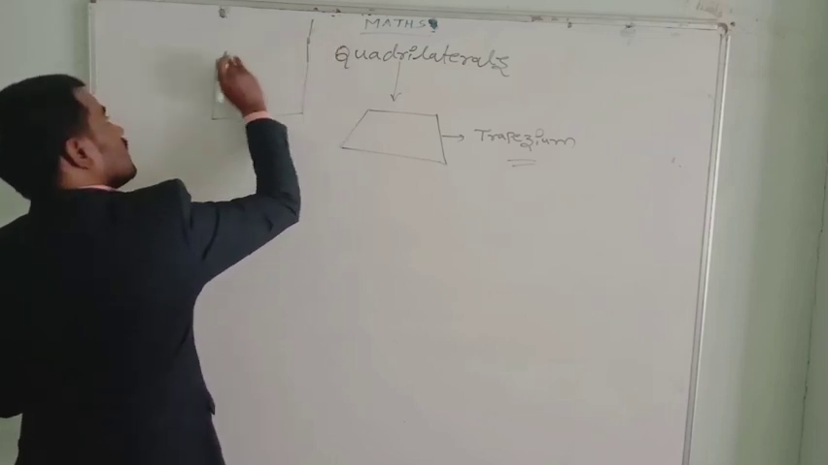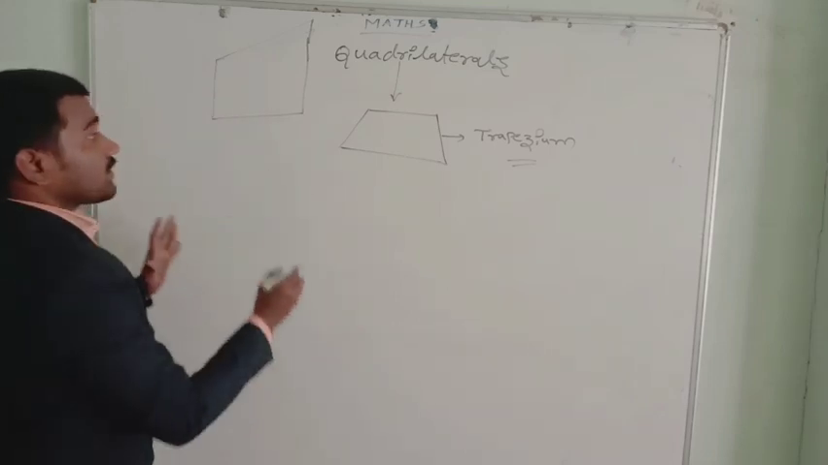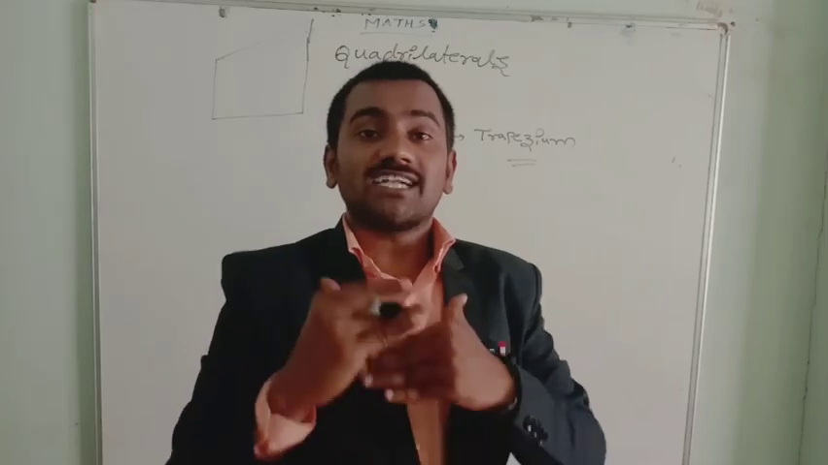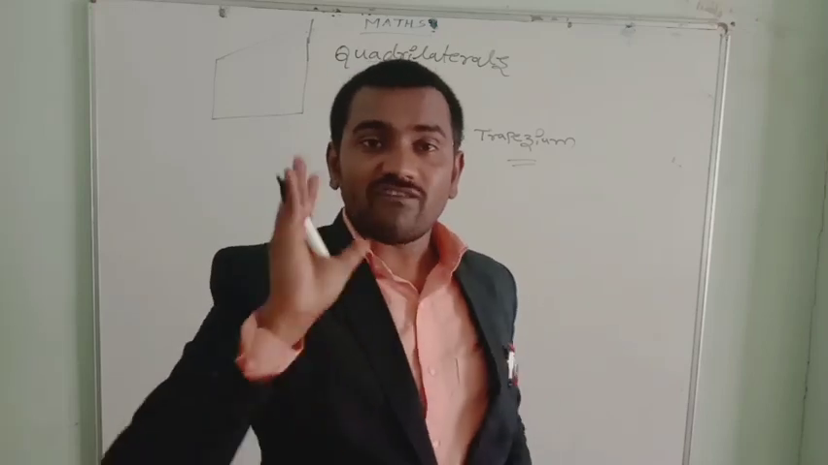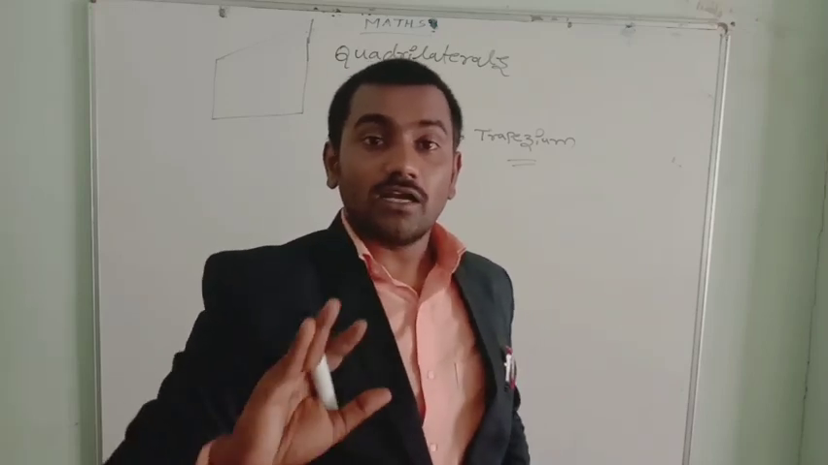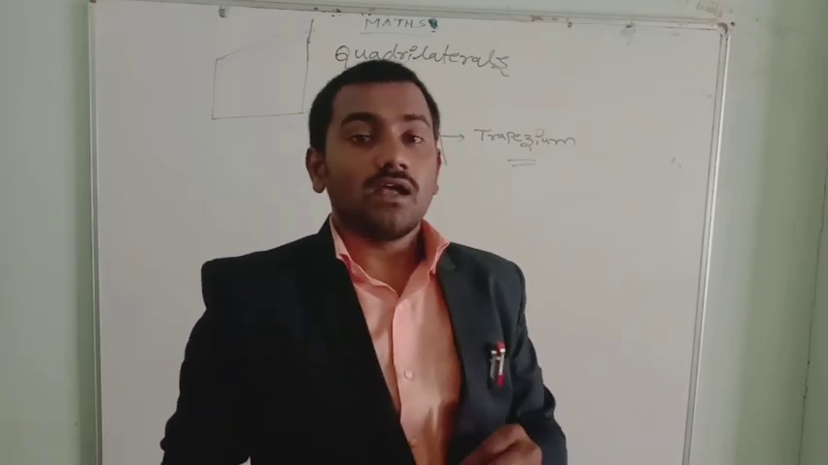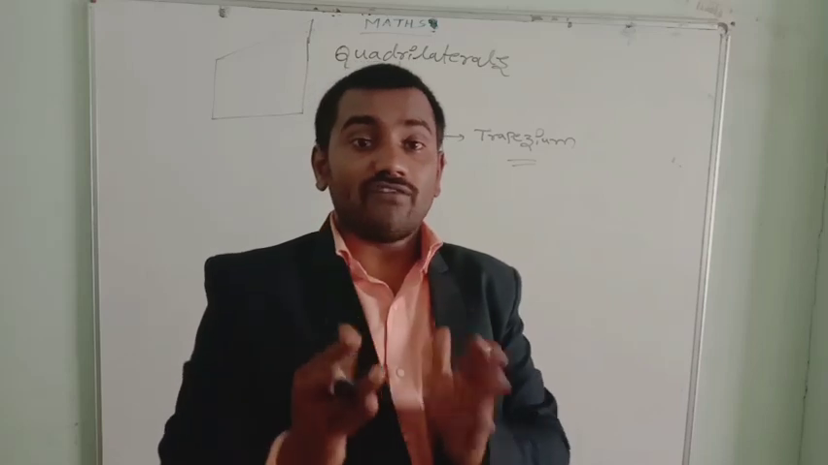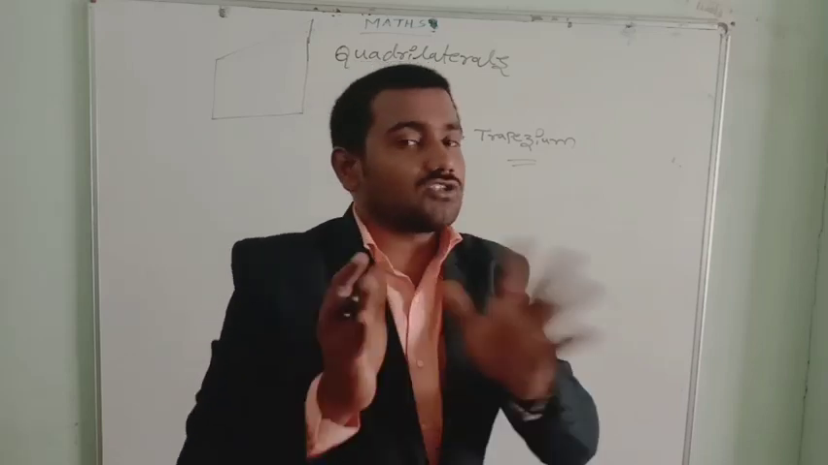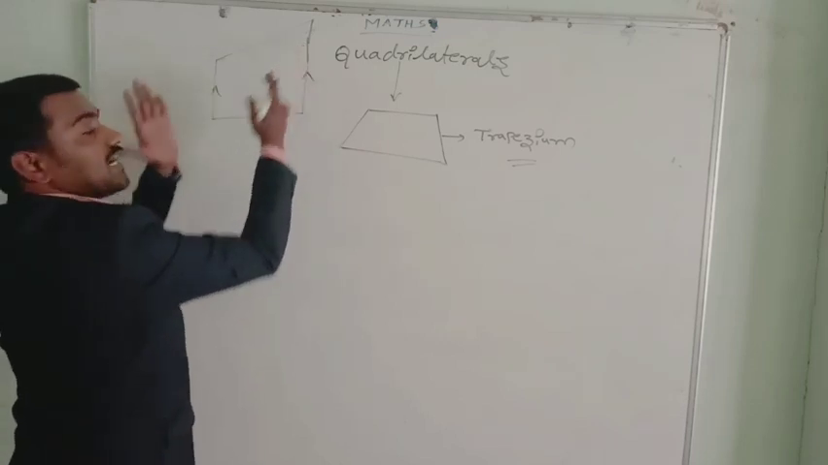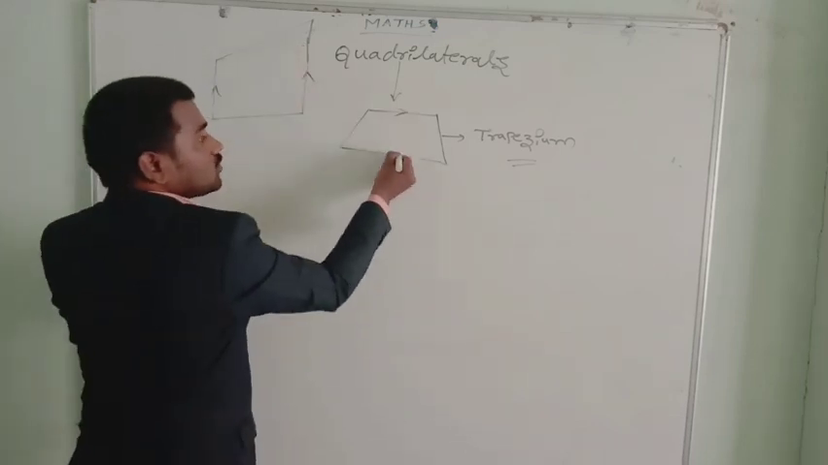It can also be a trapezium, because what is the meaning of trapezium? If one pair of opposite sides are parallel, it's known as a trapezium. A quadrilateral having one pair of opposite sides parallel is known as a trapezium. See here, one pair of opposite sides, these two sides are parallel. Here also, these two sides are parallel.